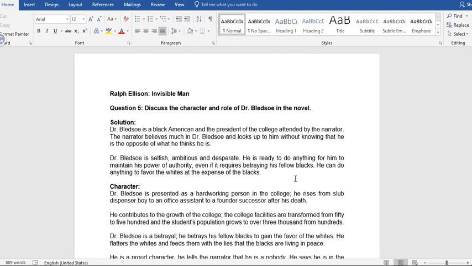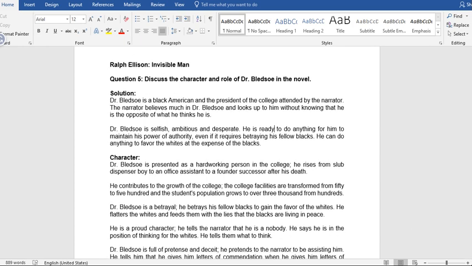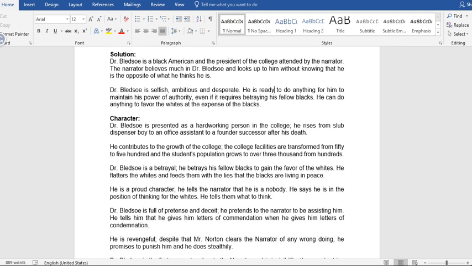Now let's go to the character. Dr. Bledsoe is presented as a hard-working person in the college. He rises from slum dispenser boy to an office assistant to a founder's assessor after his death. He contributes to the growth of the college. The college facilities are transformed from 50 to 500, and the students' population grows to over 3,000 from hundreds.